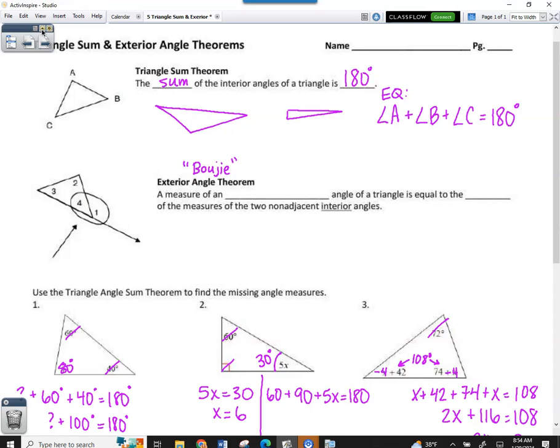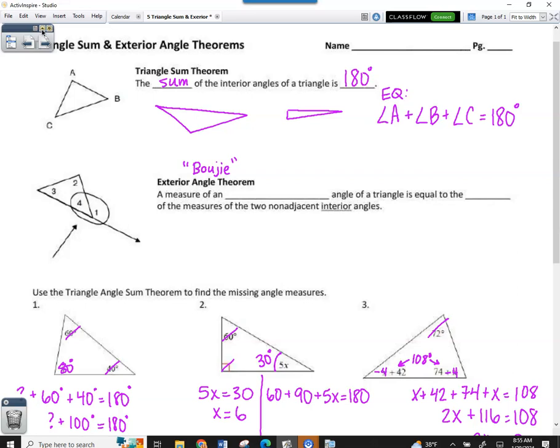They add to equal 180. So 1 and 4 add to 180. 2, 3, 4 add to 180. What do they both have in common? They both add up to equal 180. And what angle do they have in common? What angle did I repeat in both of them? Angle 4. Do you notice how angle 4 was in both?